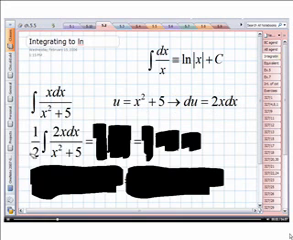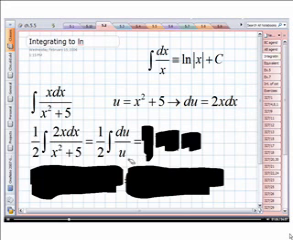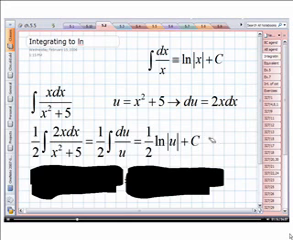And so now we have this integral, 1/2 integral 2x dx over x squared plus 5. Now I can substitute in for my u's. The half is still out here. Here's du over u, and so now it's in a form that we can deal with more easily. So we've got 1/2 ln of absolute value of u plus c. Now, of course, if you start with x's, you want to finish with x's, so we put the x squared plus 5 back in.